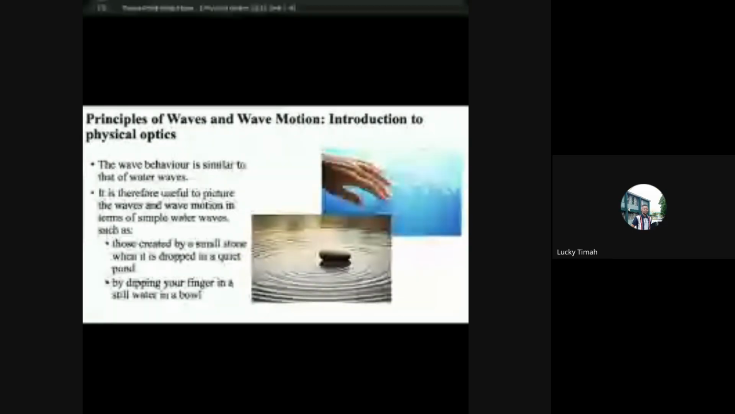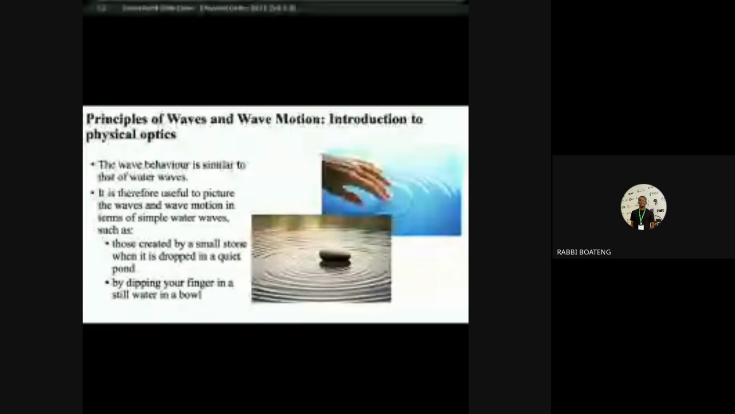Sir, a disturbance that travels through space or matter, and that allows energy to be conveyed from one point to the other, but it does not move by itself. So that conveys energy from one point to the other. It doesn't move by itself. Okay. Perfect. So this is very interesting.